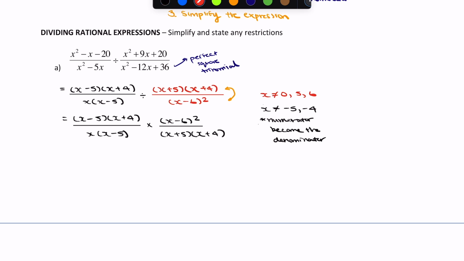Okay, then we can start canceling things out. So again, x plus 4, x plus 4, x minus 5, x minus 5. We'll be left with x minus 6 squared over x times x plus 5.